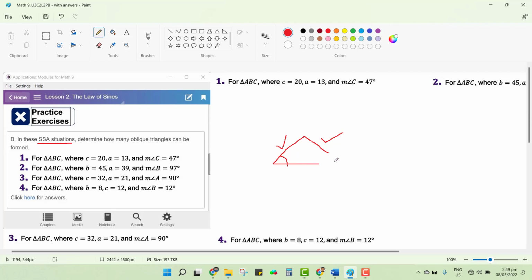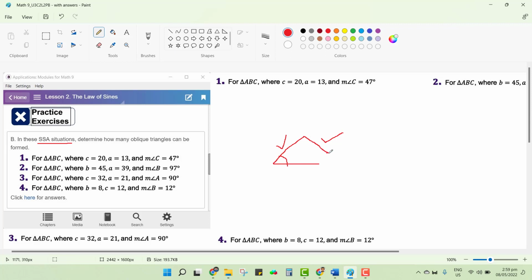Now, why is it that there are some concerns as to this situation, and why is it that some of the references will call SSA situation an ambiguous case? Because, as I have mentioned earlier, there are some instances where there can be no triangle formed. There could be only one triangle that can be formed, and there is also an instance where our given might represent two different triangles. I'm talking about this concern.